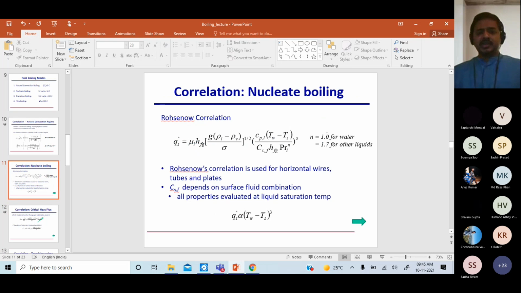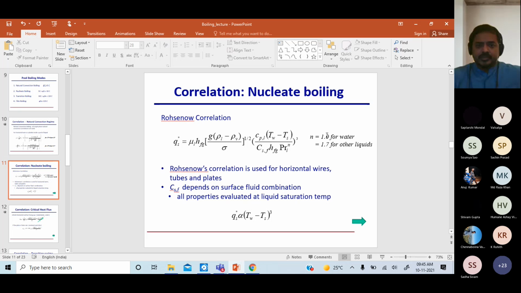For nucleate boiling, this is Rosenau's correlation, the same Rosenau. Remember the Rosenau who corrected Nusselt analysis in condensation? The same Warren Rosenau, Professor Rosenau. He did a lot of experiments on boiling with different fluids, different shapes, different surface combinations, etc. And he gave this largely empirical correlation, where he says that the heat flux due to boiling, that Q double prime, which was there in the y-axis on the pool boiling curve, is given by this correlation.